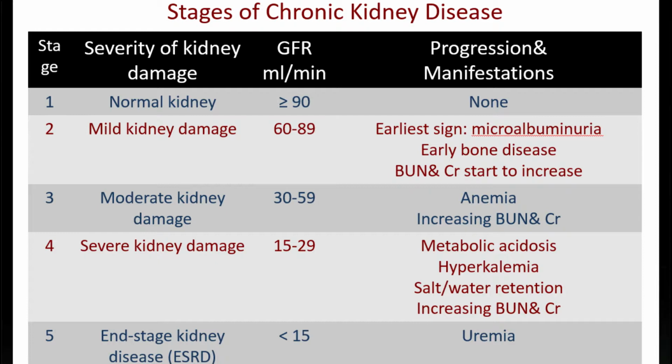Finally, we get to the end stage kidney disease, stage 5. That's the terminal stage of the kidney, where the glomerular filtration rate is less than 15. This is uremia. Your body function will be greatly impaired because of this. Here you have to be waiting for some sort of renal transplantation, or you're going to be dependent on dialysis for the rest of your life.